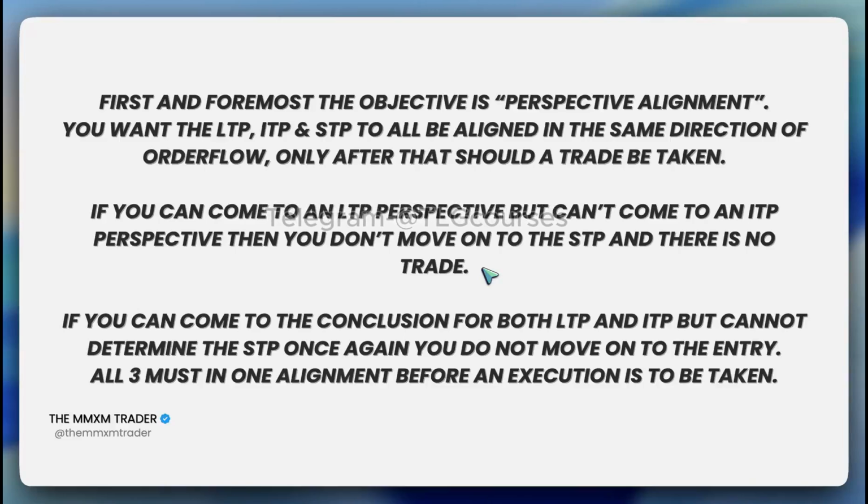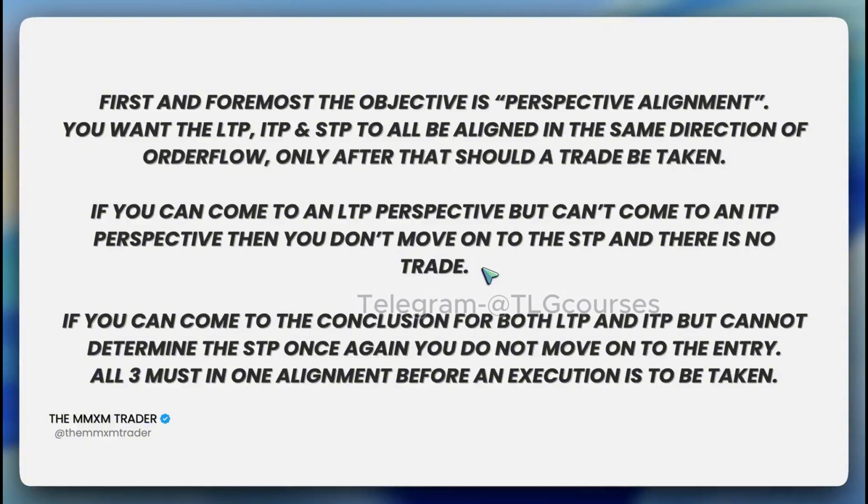If you can come to an LTP perspective, but you can't come to an ITP perspective, then you don't move to the STP and there is no trade. So if you're bullish clearly on an LTP, but on the ITP you're not there yet, you're not bullish yet, there's no trade. You don't move on to the STP looking for a trade. You wait to align the ITP and the LTP.